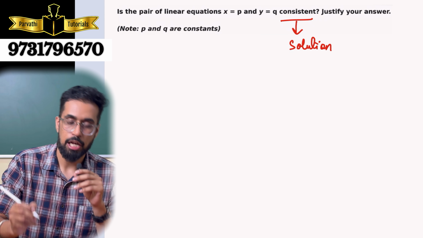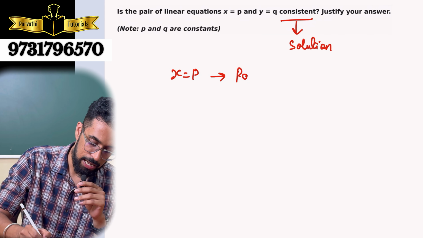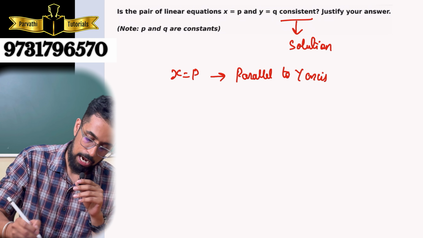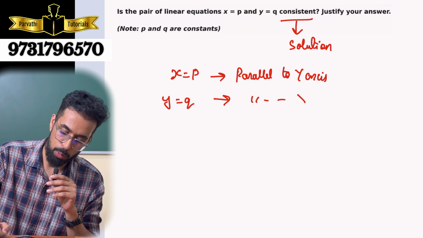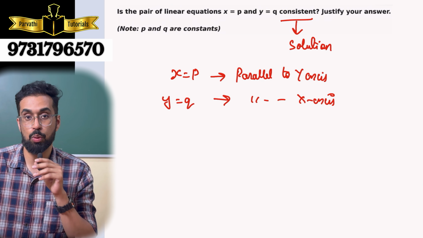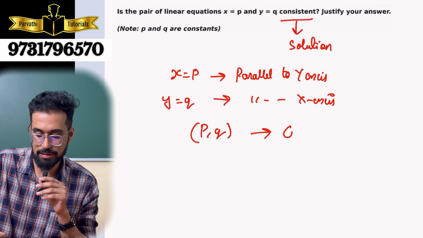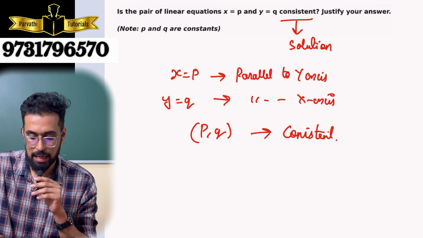Here the graph of x is equal to p will be a line which is parallel to the y-axis. Likewise, y is equal to q will be a line which is parallel to the x-axis. These two lines will intersect at p comma q. Hence, they are consistent. They will form an intersecting pair of lines. So we can call them consistent.